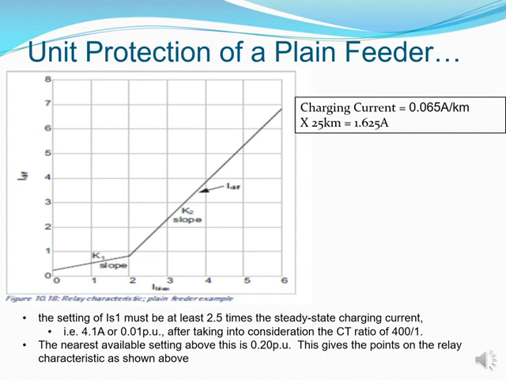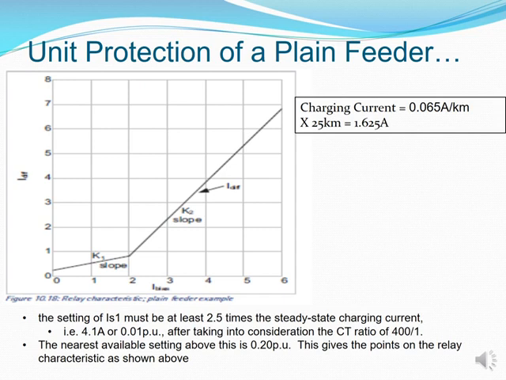For this type of scenario, your IS1 must usually be about 2.5 times the steady state charging current. So you take that 1.6, multiply it by 2.5, and you will have 4.1 amps. And if you take the CT ratio of 400 to 1, you take the 4.1 amps that you just got and divide it by 400 to change it into a per unit value. It would give you 0.01 per unit. So that would be your IS1 current setting.